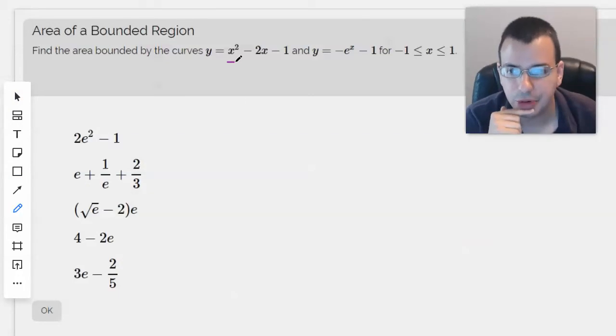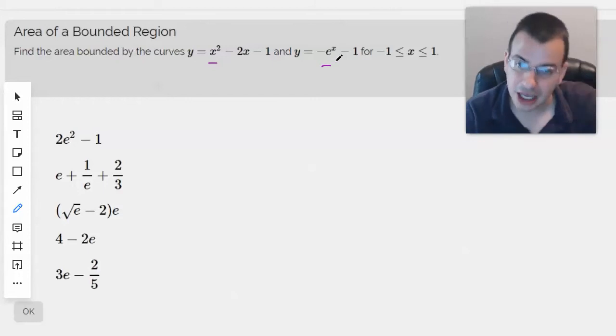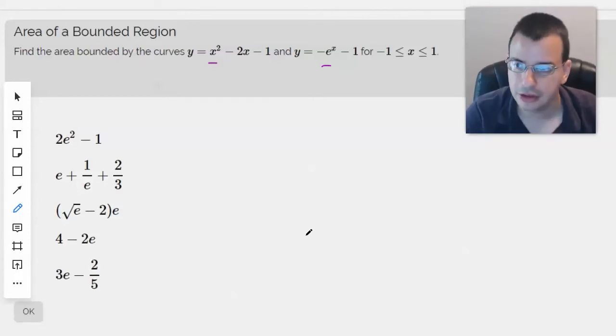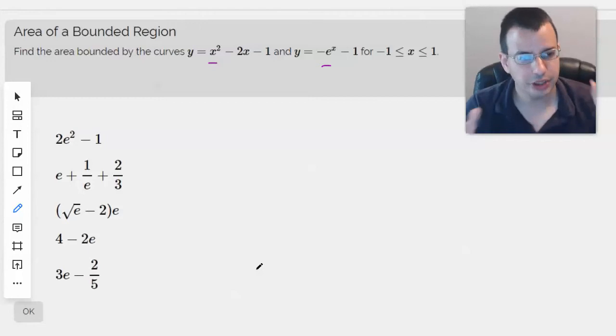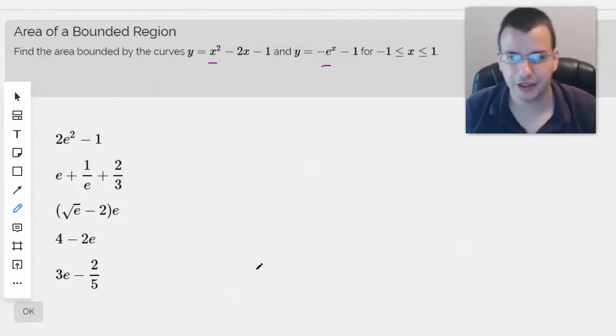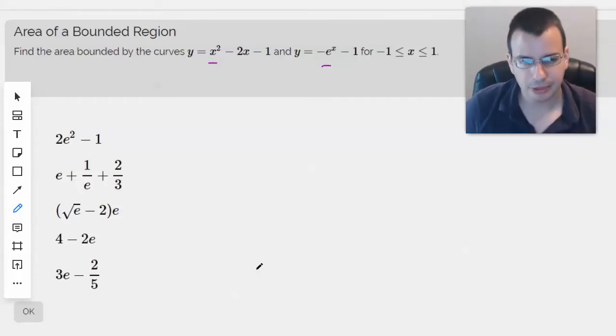So this is going to be some sort of parabola facing upward, and this is going to be e to the x but inverted and then offset by 1. And I'm not quite sure. We could figure out where these intersect by setting them equal to each other. Put them in our calculator, take a look at that. This would probably be a calculator problem.